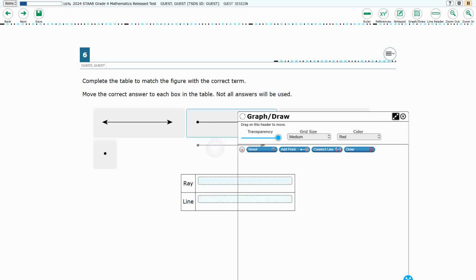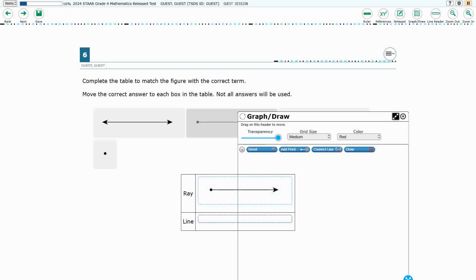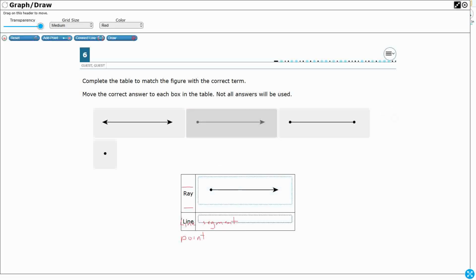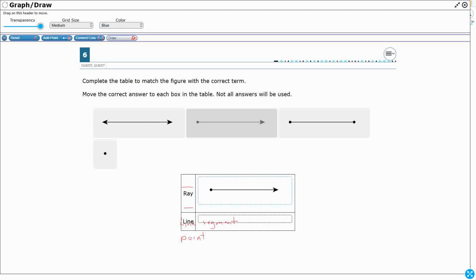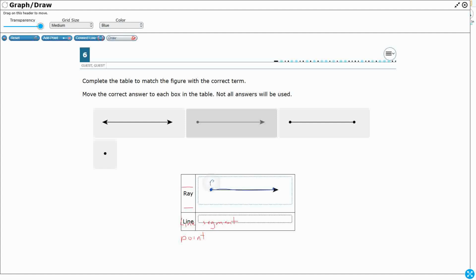So let's talk about the 2 that we know are correct. So this one is a ray. Let's talk about why this is a ray. A ray starts with a point and it continues on in a direction forever. So it's got a point and then it continues on forever with an arrow, meaning it looks like it's got a line coming out of it, but it has one endpoint and then infinity in the other direction.